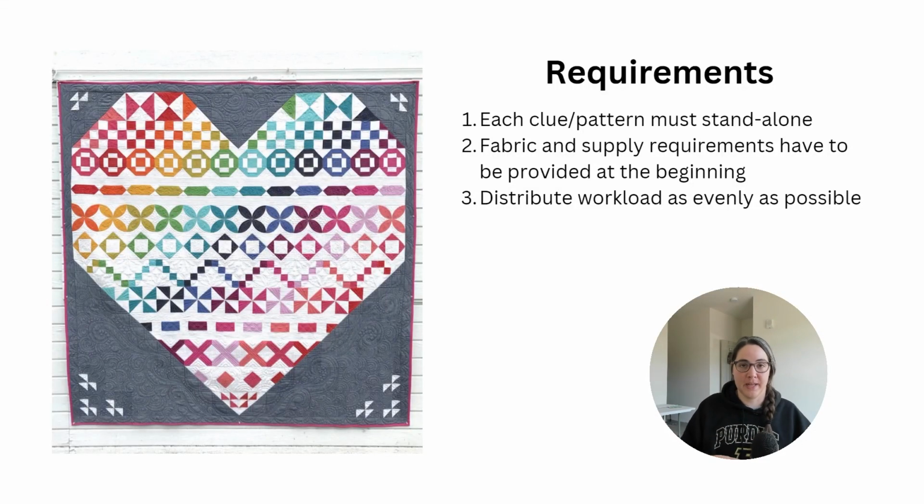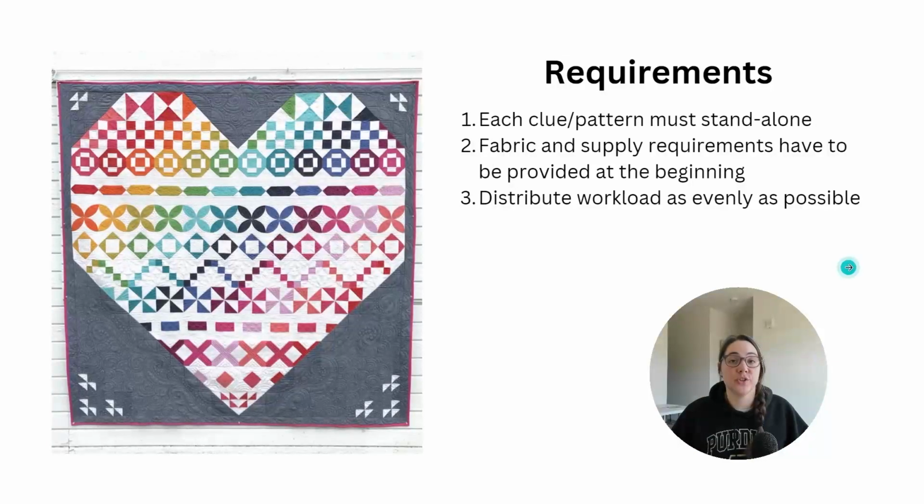So if it's a block of the month, you need to make sure that the stuff for that month is manageable in a month and that the amount of work is fairly consistent month to month. If that's not entirely possible, you can balance it out. So if you've got a heavier month, follow that up with a lighter month. So if they get a little bit behind, they've got time to catch up before it snowballs out of control and they're so far behind that they're not even interested in finishing the project anymore. Avoid that at all costs. So those are the basic requirements.